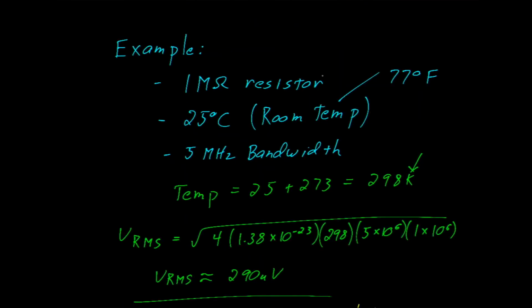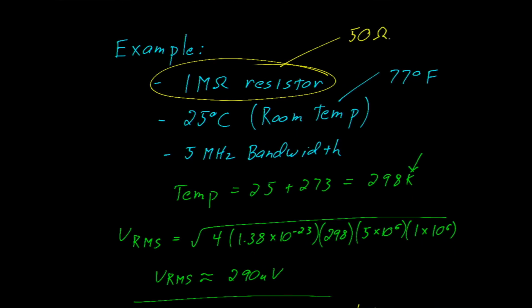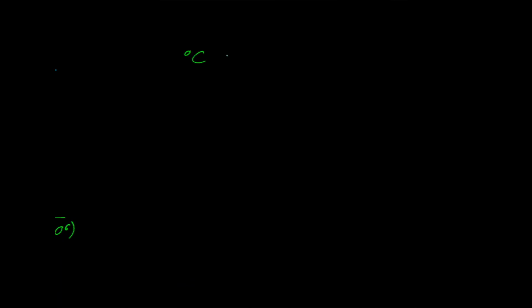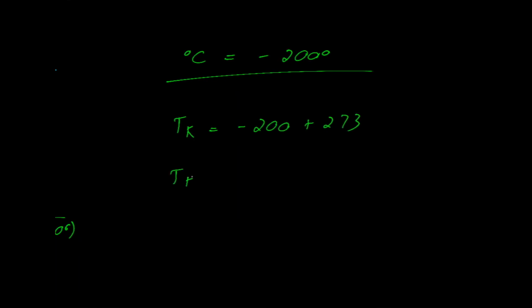I'll leave it to you to run this problem again with a more appropriate resistor, such as 50 ohms. That'll certainly help, but it still might not be enough. We can improve things by lowering the temperature using cryogenic methods, with temperatures in Celsius down to about negative 200 degrees. Do remember to convert that to Kelvin. The Kelvin temperature is negative 200 plus 273, giving us a temperature of 73 Kelvin.